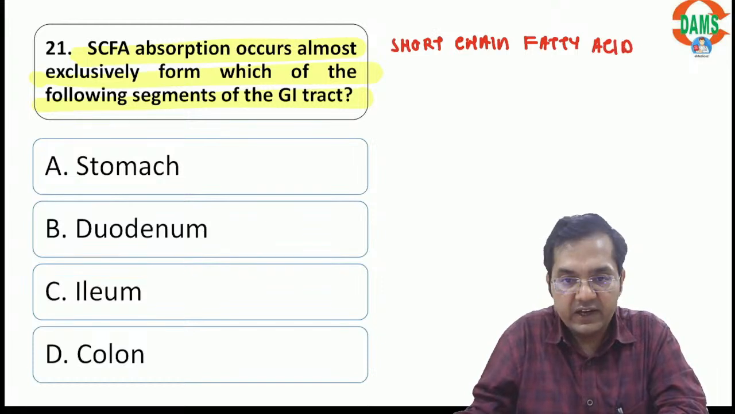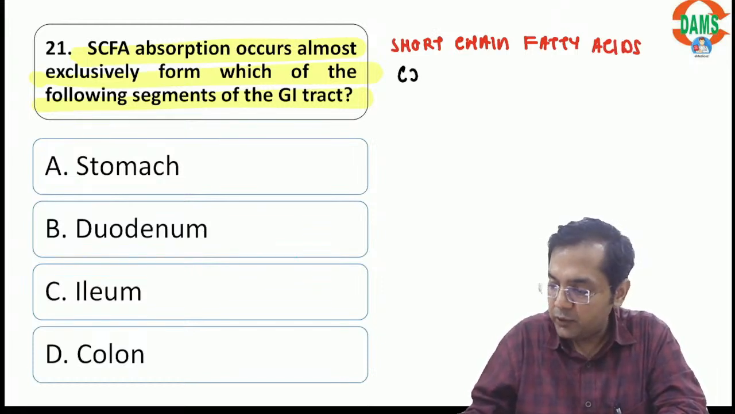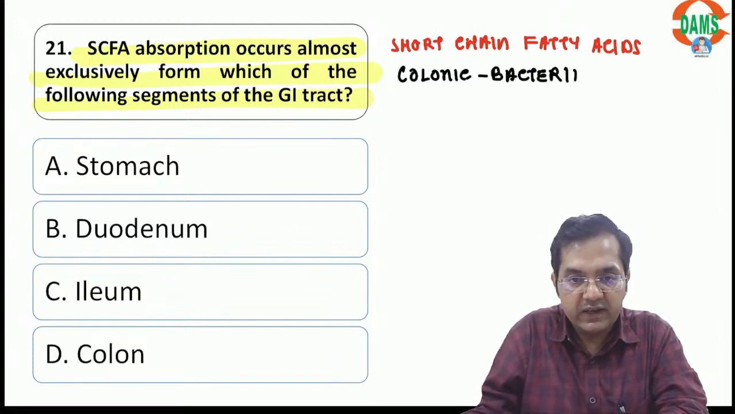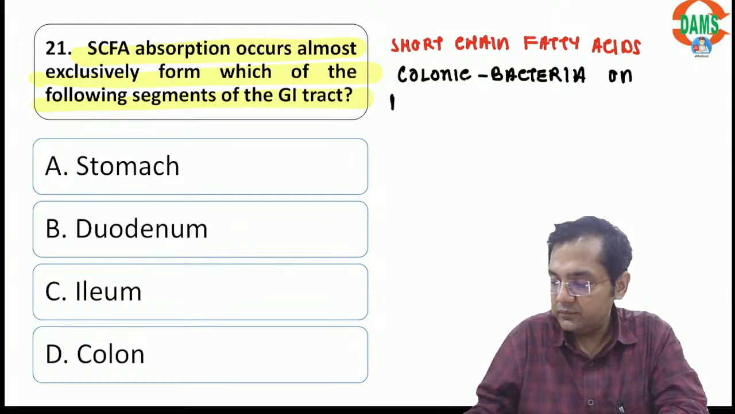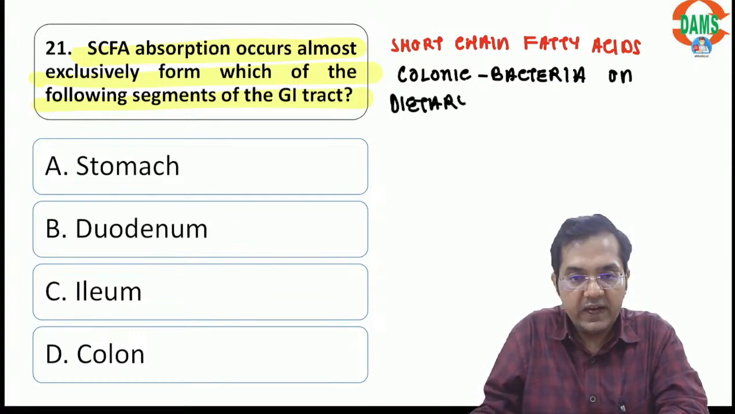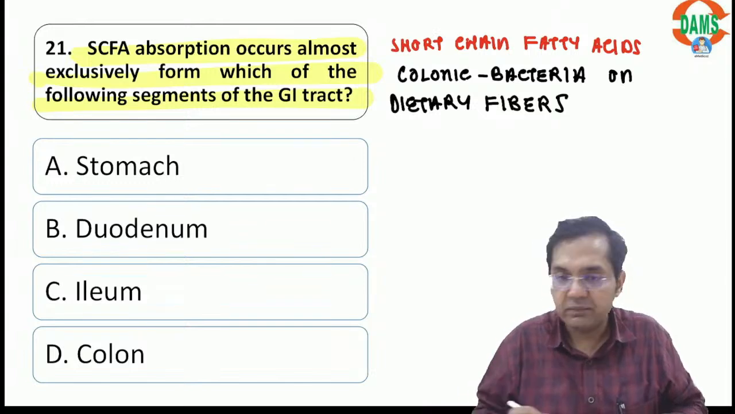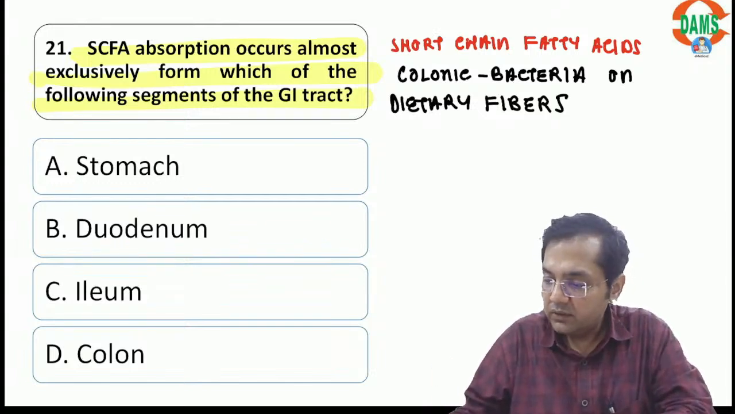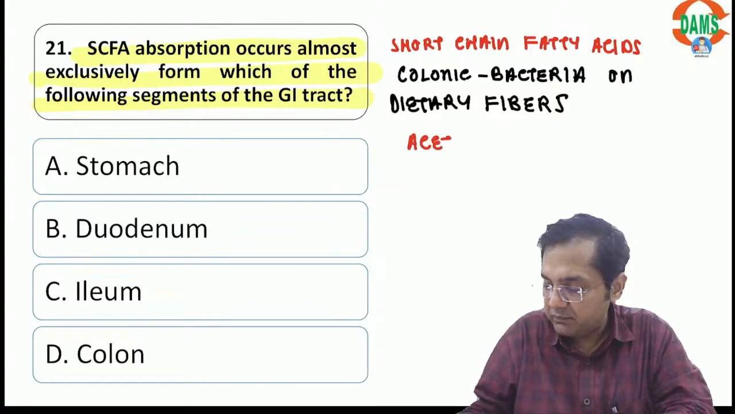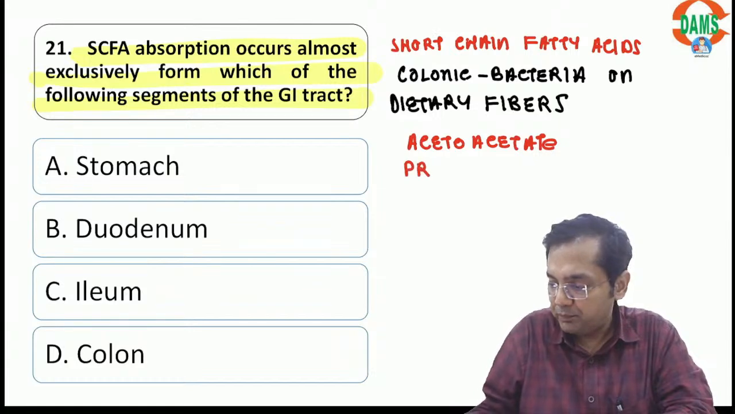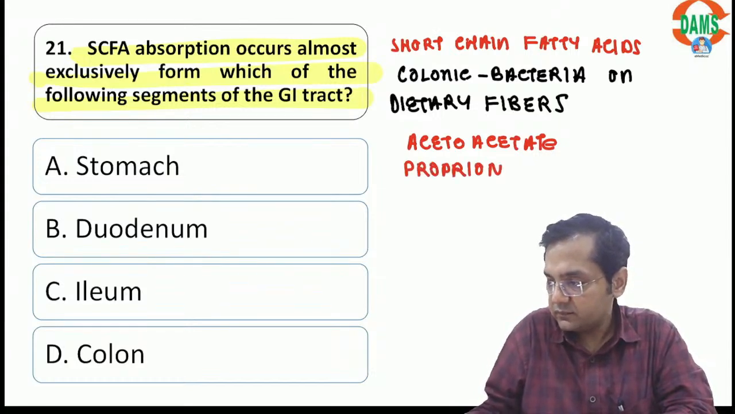Short chain fatty acids, remember, they are produced by the action of colonic bacteria on the dietary fibers. Remember, cellulose, hemicellulose, I can't digest, right? So that is why I have to break them down by the colonic bacteria. There are various types, but please remember acetoacetate, propionate, and butyrate.